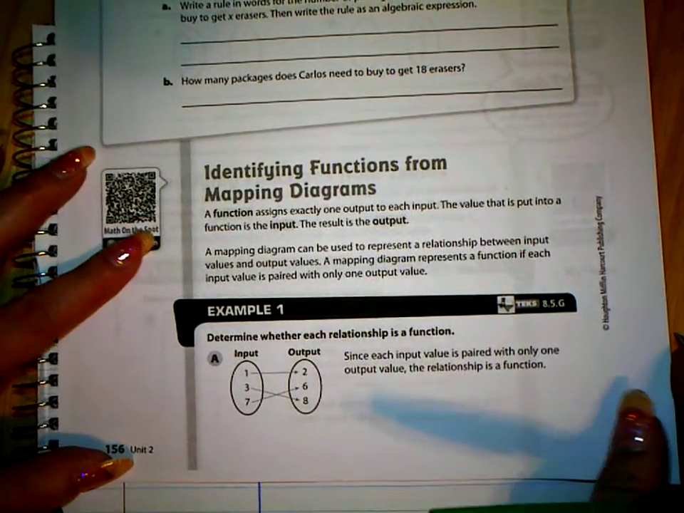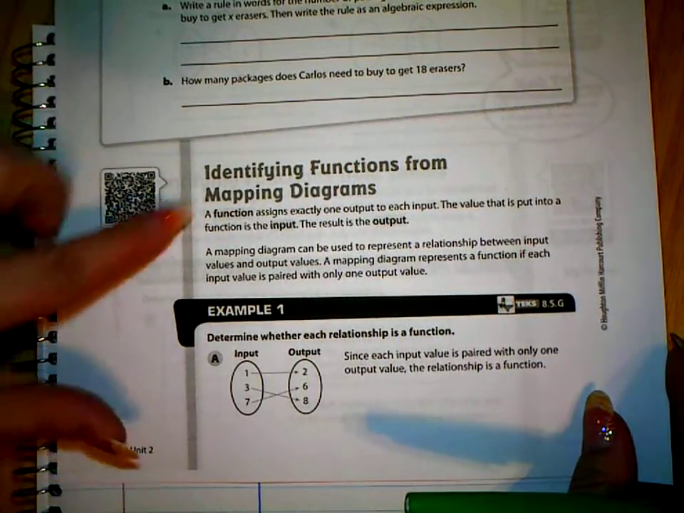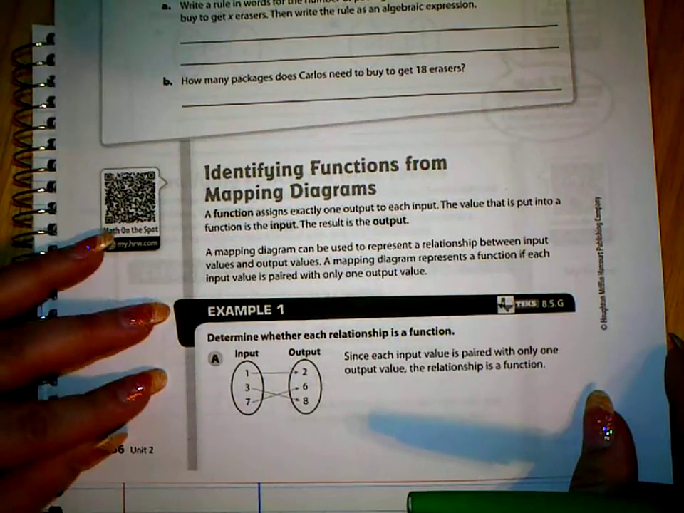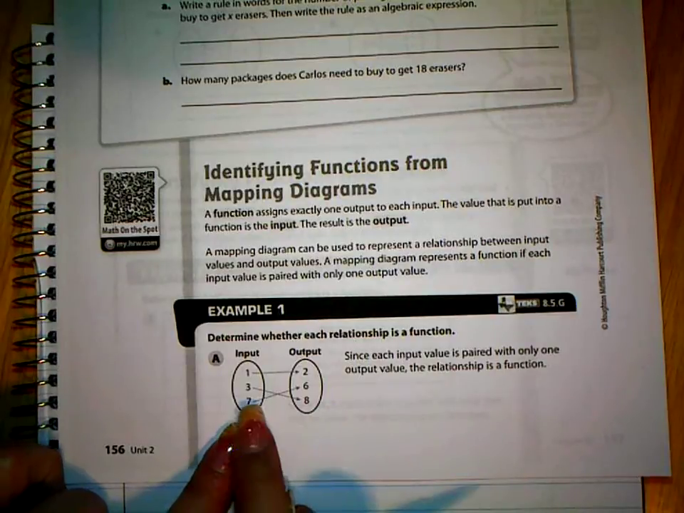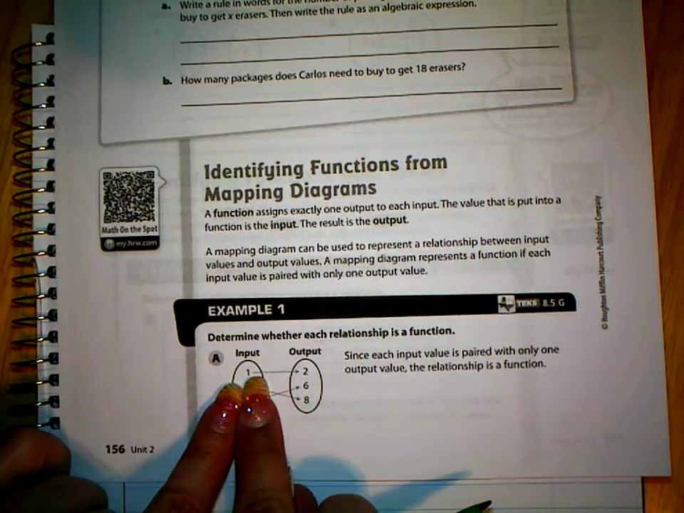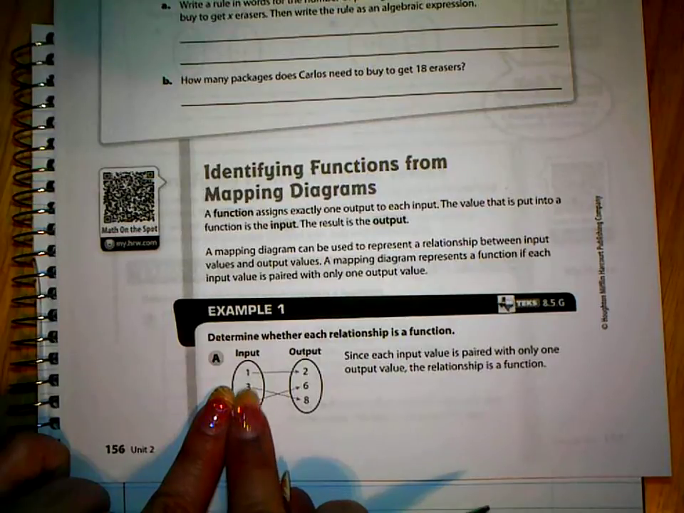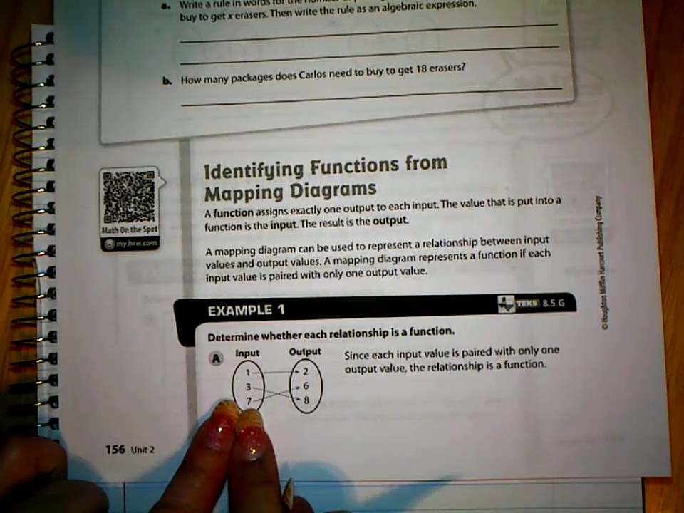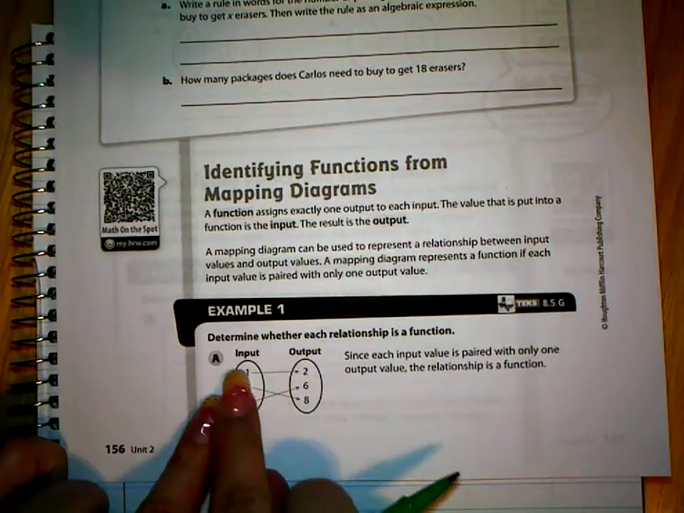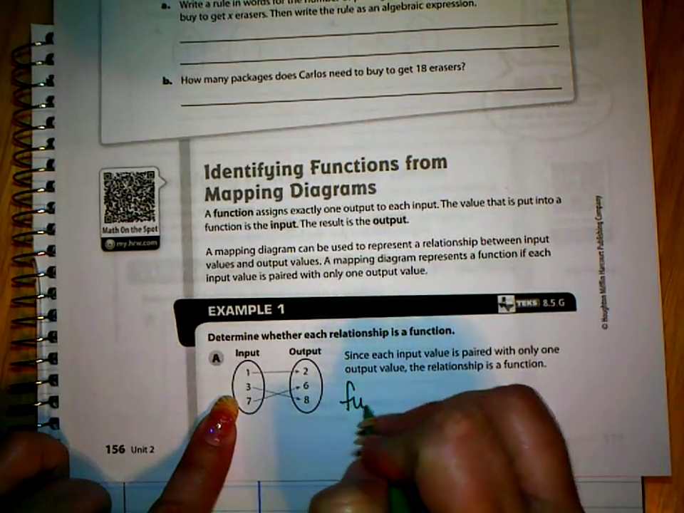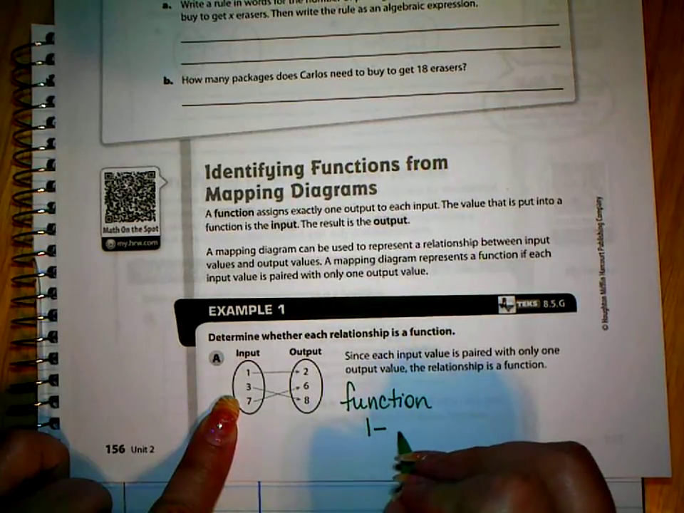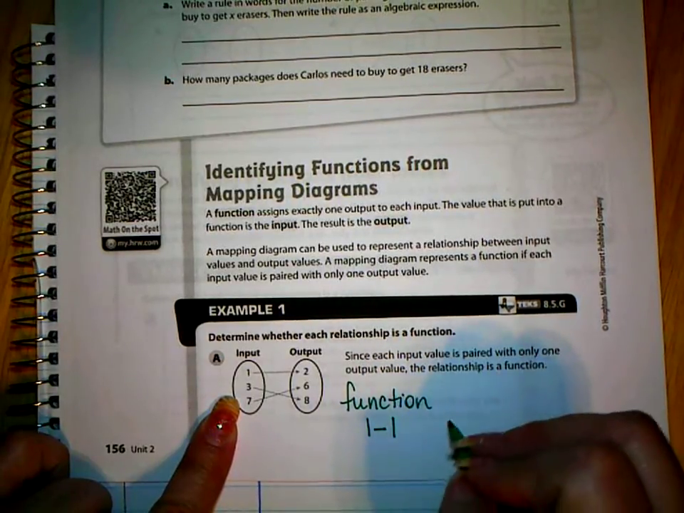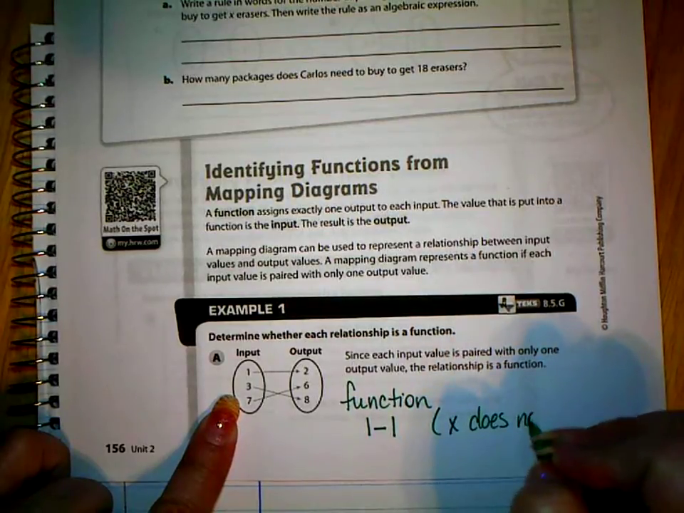We went from there to identifying functions from mapping diagrams. Here's some of that vocabulary that's on that notes page that I gave you. This is a mapping, and what you're looking for is that each input only has one arrow, and as long as each input only has one arrow that connects it to an output, then you have a function, because a function is 1 to 1, and we said the x does not repeat.